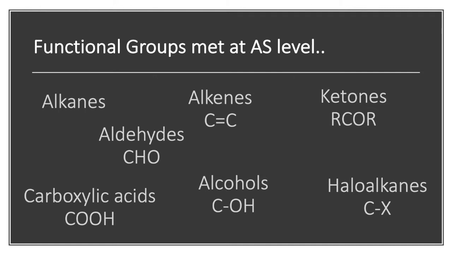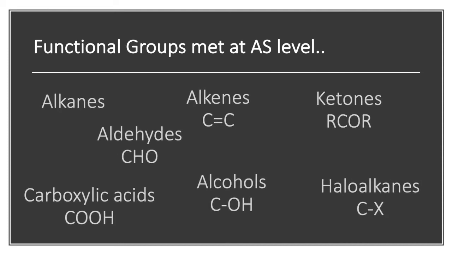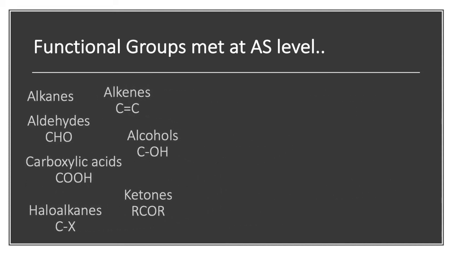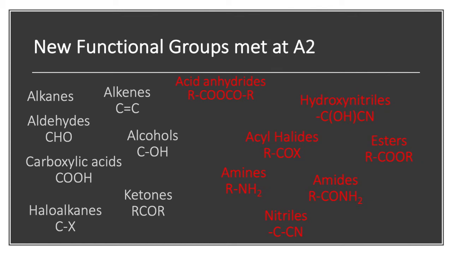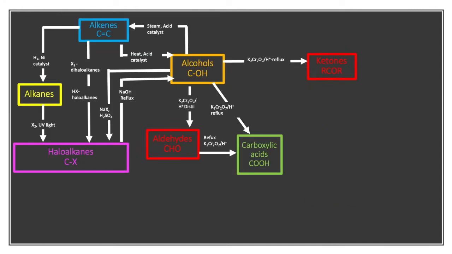particularly the ketones and aldehydes, carboxylic acids, this during your second year. And we've also introduced these new topics. So acid anhydrides, hydroxynitriles, acyl halides, esters, amides, amines, and nitriles. So this was our synthetic route diagram that we completed at the end of AS, and we're now going to add to this those new functional groups that we've met during A2.